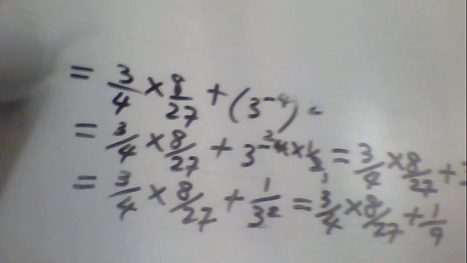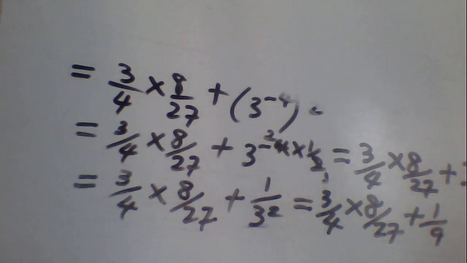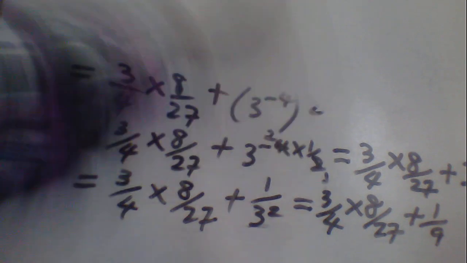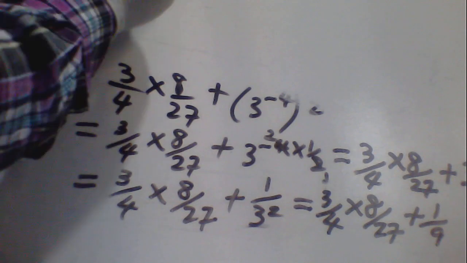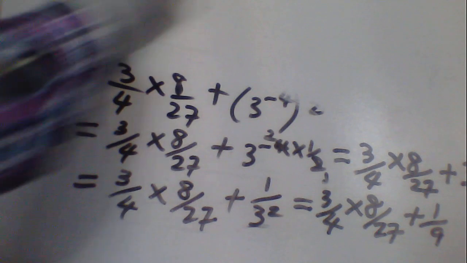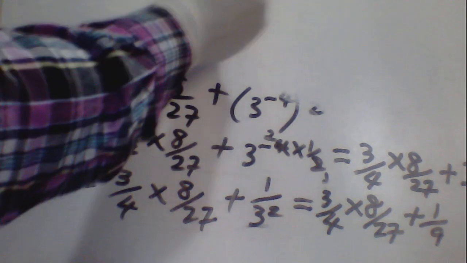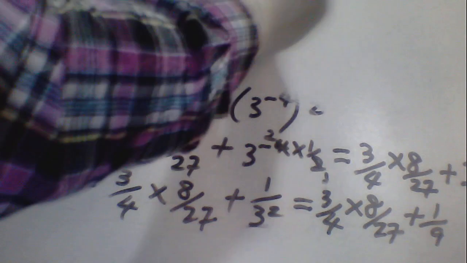So the next thing you have to do is bring it up, and then we simplify the numerical expression. You can call it a numerical expression. You can as well call it arithmetic expression. So let's bring it up here. This is the same as 3 over 4 times 8 over 27 plus 1 over 9.